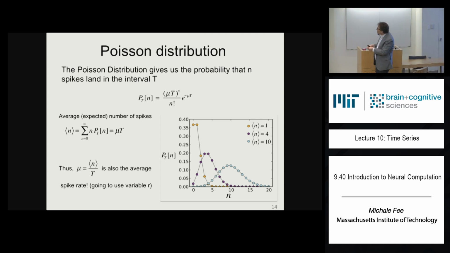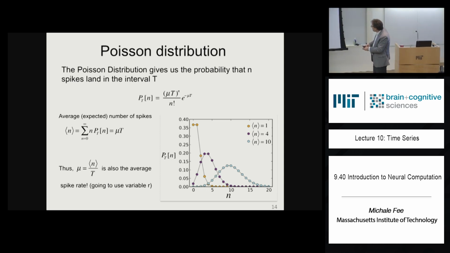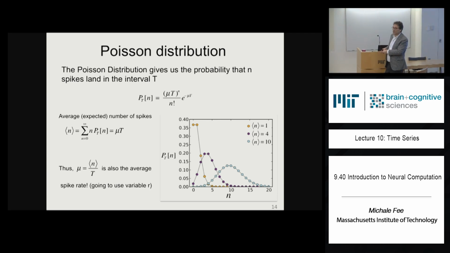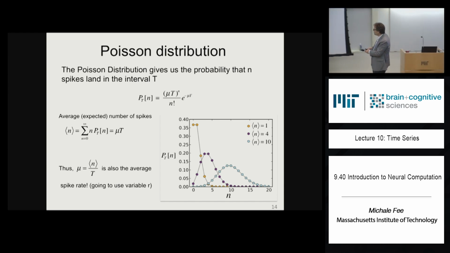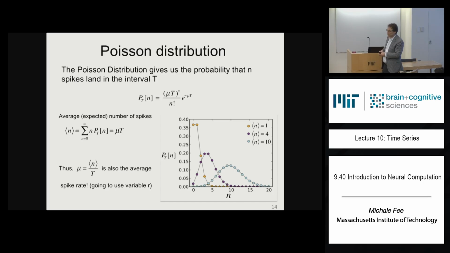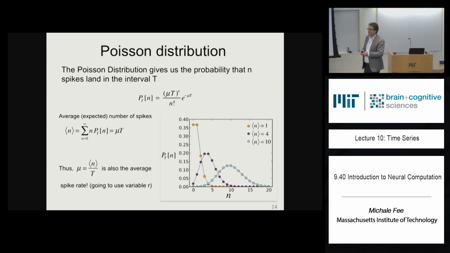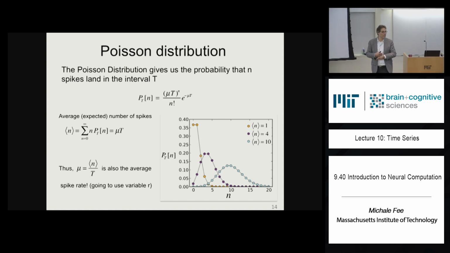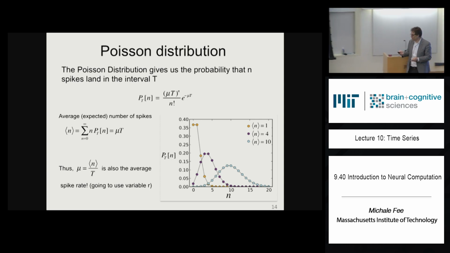As the expected number of spikes gets bigger, let's say on average 10, does anyone know what this distribution starts turning into? A Gaussian. Good. So what you can see is that you end up having a more symmetric distribution where the peak is sitting at the expected number. In the limit of infinite expected number of spikes, it becomes exactly a Gaussian distribution. Okay?